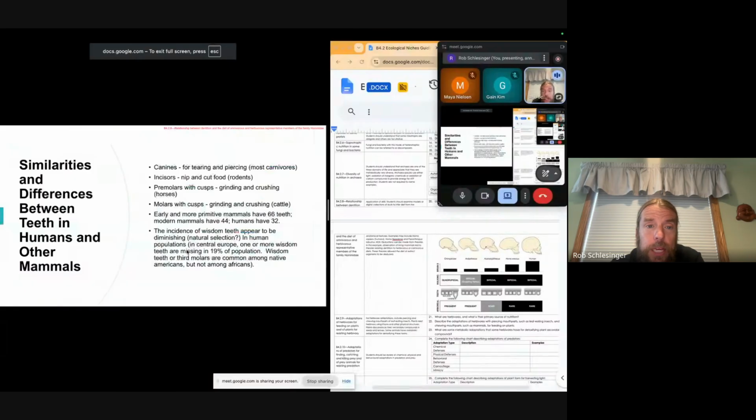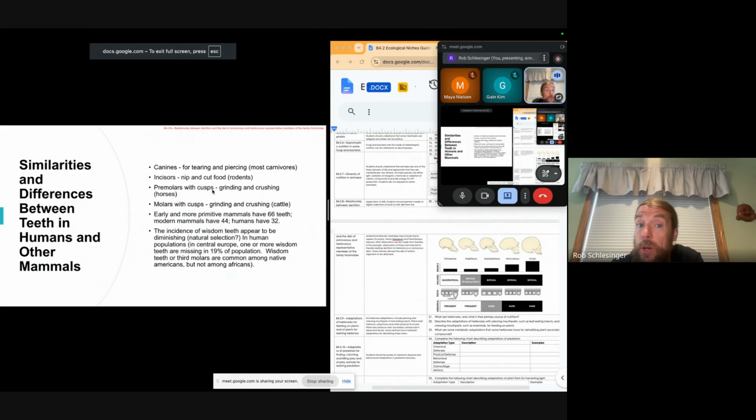And so this is a really nice overview. It talks about some of the teeth that we have and how that compares to other animals. So lots of carnivores, lots of cats and dogs, are members of that cat and dog family, have canines, and those are their most pronounced teeth. And we still have our canines. They're not as pronounced as they once were.